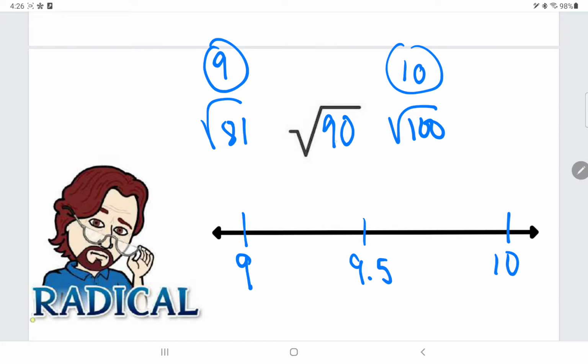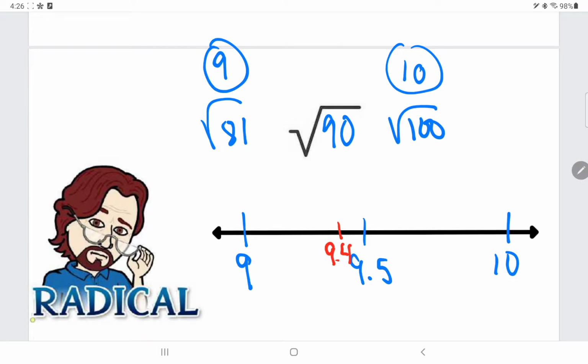It's 9 away from 81, and it's 10 away from 100. Again, it's barely below the halfway mark. So it's closer to 81 just by a smidge. Just to estimate, we'd say about 9.4. You're not looking for an exact answer. You're looking for a reasonable answer.